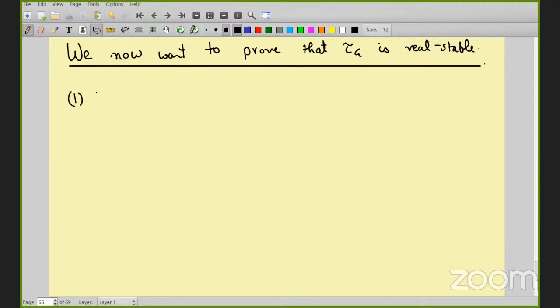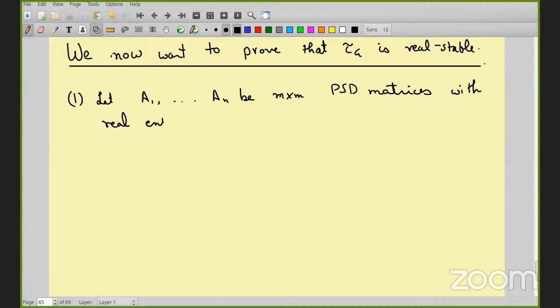So what I'll prove is something like this. The starting point is the thing I was talking about: this is a rich class of polynomials, a very fertile class of real stable polynomials. So let A1 to An be some m cross m PSD matrices. n and m are completely unrelated. Let me also say that PSD matrices have real entries, and are symmetric.